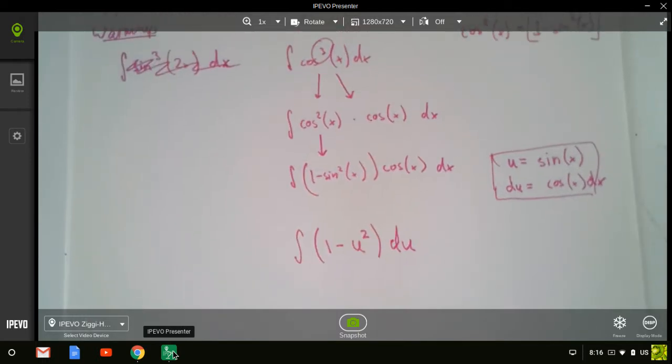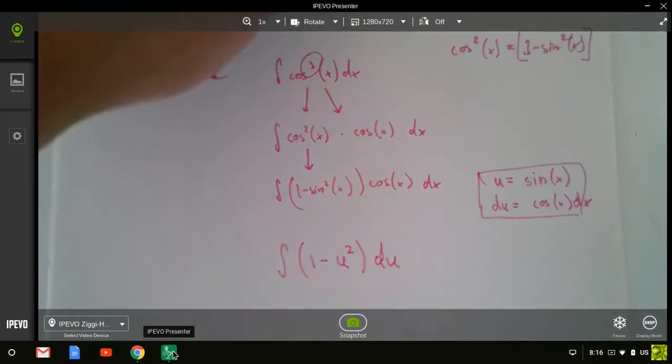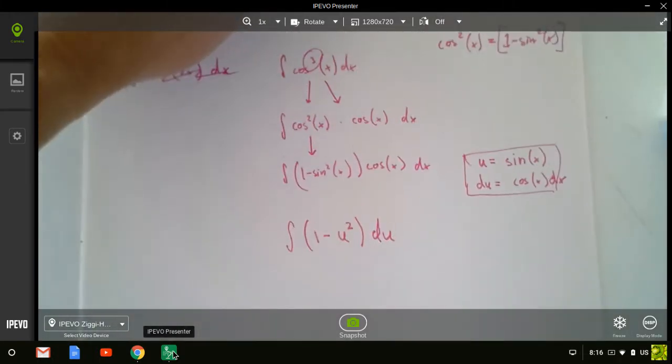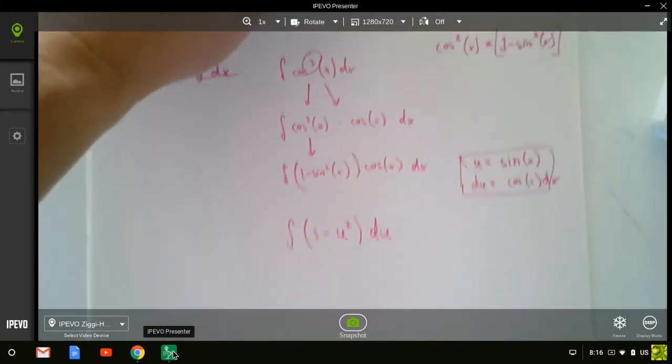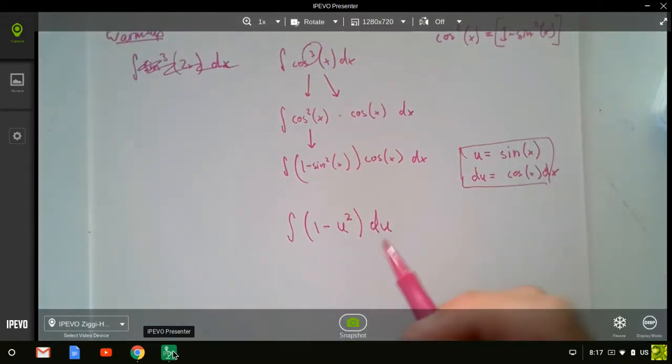Sure, okay. Thank you. Let me see if I can zoom out even more so I can continue the problem. Okay. So the next step now would be to take the integral of this. Just take the integral of 1 minus u squared with respect to u, okay?